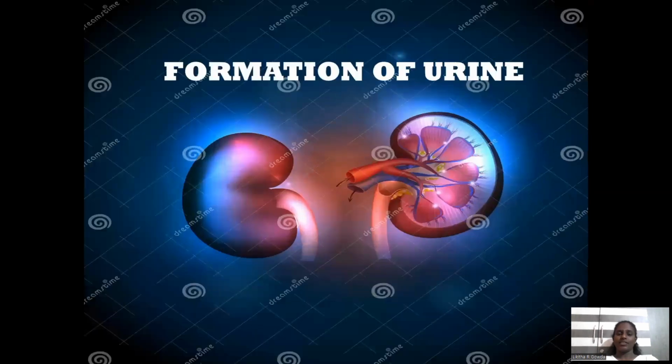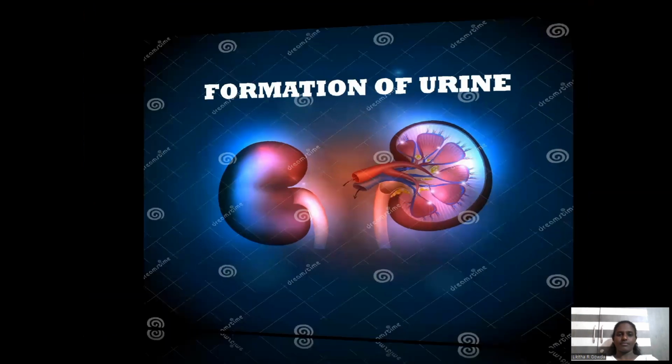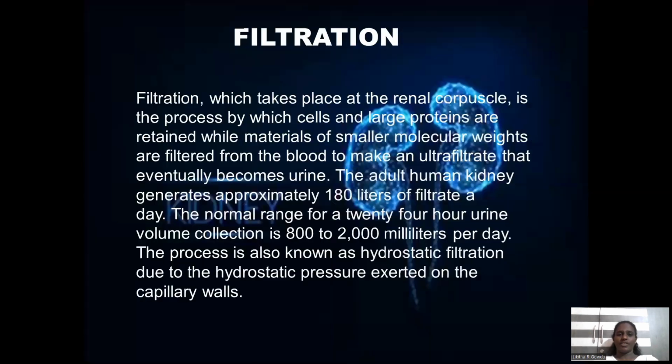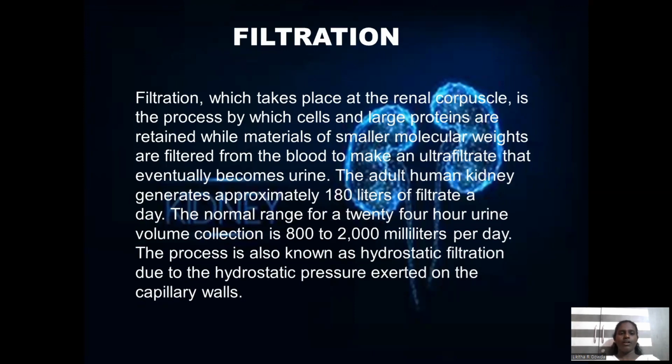Now let's see the formation of urine. Here comes filtration, the first step of formation of urine. Filtration, which takes place at the renal corpuscles, is the process by which cells and large proteins are retained while materials of smaller molecular weights are filtered from the blood to make an ultrafiltrate that eventually becomes urine.